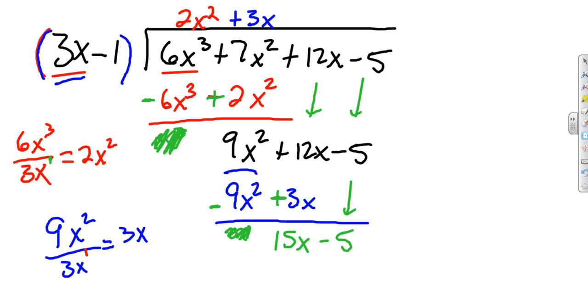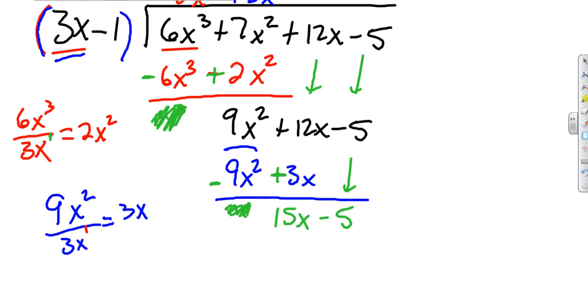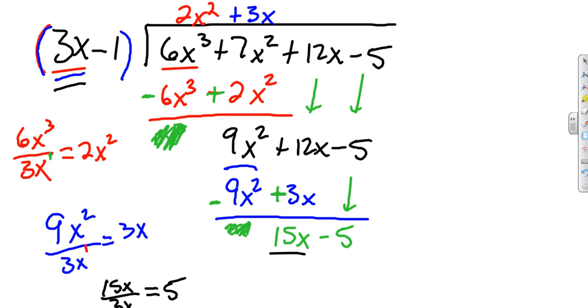And then once you're there, one more time, you'll divide the numbers. You're going to take 3x and divide it into 15x. In this case, the x's will cancel out. 15 divided by 3 is 5. And that'll be the last number that we put up top.